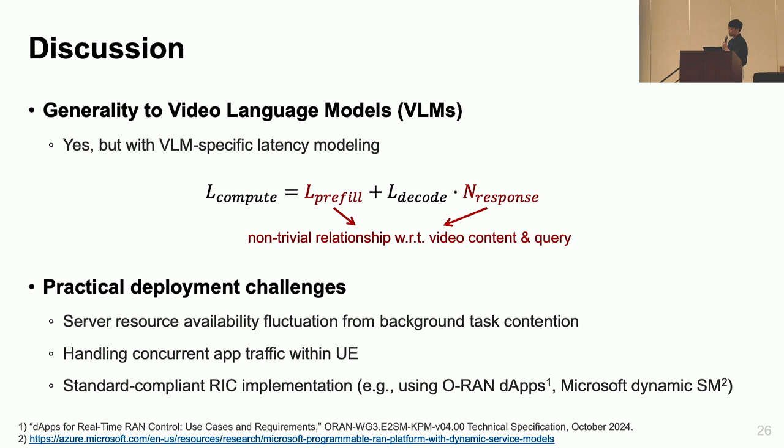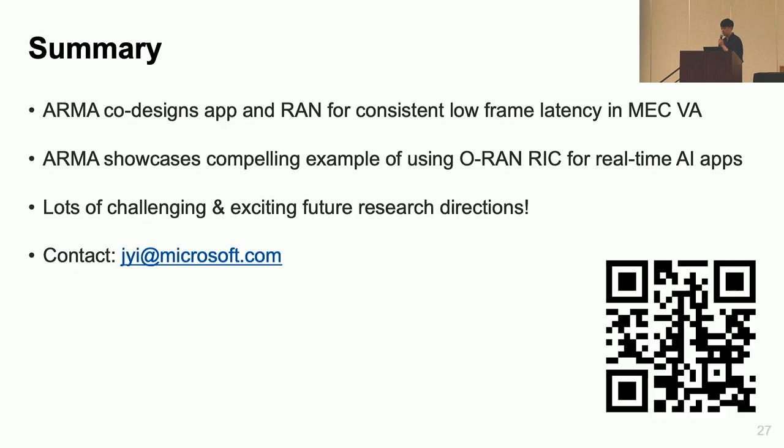I also want to finally note that while we have shown promising results in a lab-level prototype evaluation, there's a lot more to do for the actual deployment of ARMA in practical environments, including handling resource availability fluctuation on the server side due to background competing tasks, handling multiple concurrent application flows within the same UE, and some standardization efforts of our RIC implementation into the actual Open RAN standards like the recent ORAN dApps or Dynamic Service Models and so on.